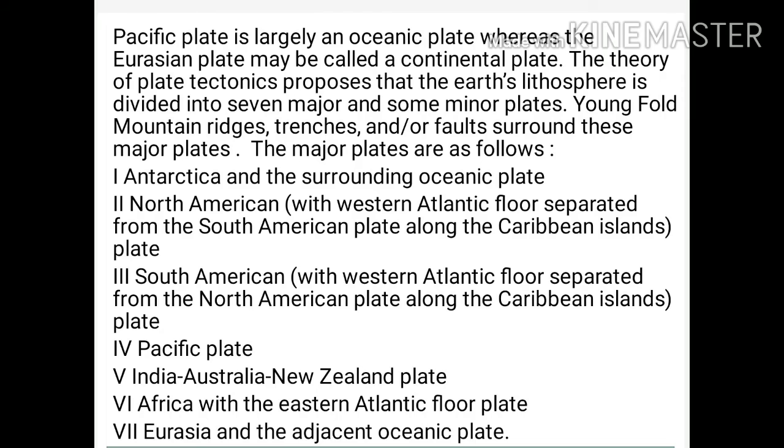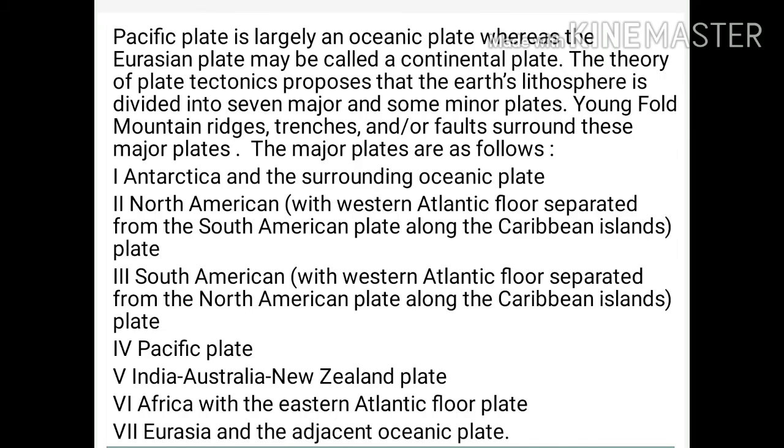The theory of plate tectonics proposes that the Earth's lithosphere is divided into 7 major and some minor plates. Young fold mountain ranges, trenches and or faults surround these major plates. The major plates are as follows. It includes the Antarctica plate, North American plate, South American plate, Pacific plate, India-Australia-New Zealand plate, Africa plate and Eurasian plate. So these are the 7 major plates which are constantly moving horizontally over the asthenosphere according to plate tectonic theory.